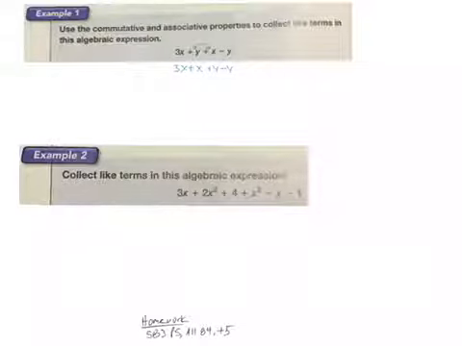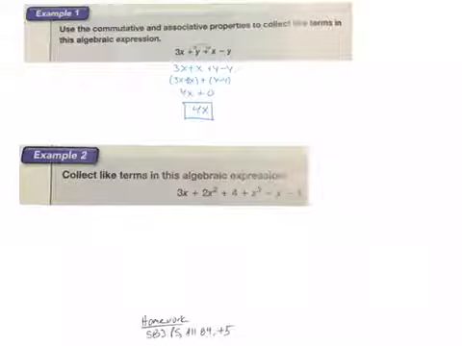And now we'll use the associative property. I'm going to add these two together, 3x plus x, plus y minus y. Well, 3x's plus just 1x is going to give me 4x's. And then y minus y is going to be 0, which is going to give me 4x.